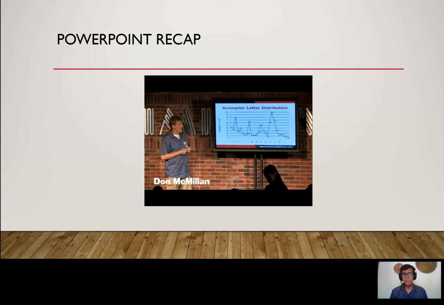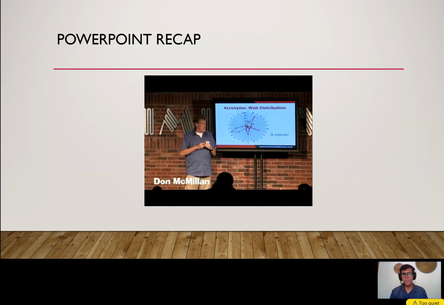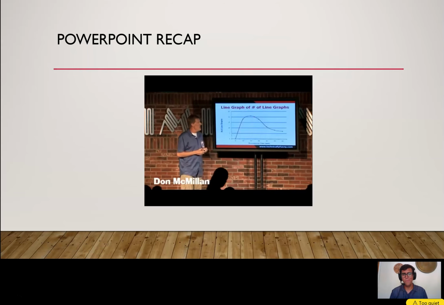Here's an acronym letter distribution. C's, I's, E's, N's, and S's are the most common letters that I use in my acronyms. Here's a pie chart letter distribution. And here's, I have no idea what you use that for, but you can generate that automatically in PowerPoint. So I figured what the heck, I did. Here's a line graph, the number of line graphs throughout my show. Here's a bar chart, number of bar charts, pretty much goes up and down.